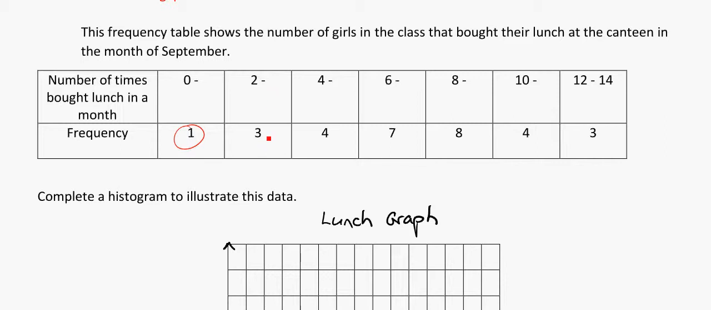There were 3 girls. 4 and up to 6 was 4. 6 and up to 8 is 7. 8 and up to 10 is 8. 10 up to 12 is 4. And then 12 to 14 is 3.